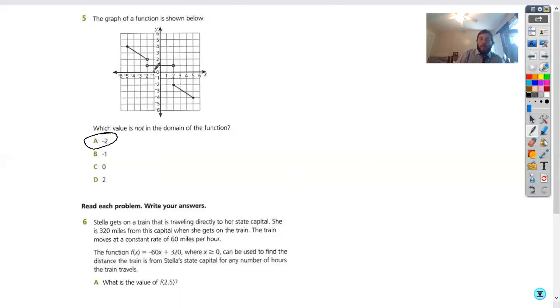If we take a look at -1, our y value is here, part of the domain of the function. At 0, our y value is here, part of the function. At 2, while we have an open circle up here, we do have a closed circle down here. So our y value is there. It's part of the domain of the function, which again only leaves us with -2 as not being a part of it.